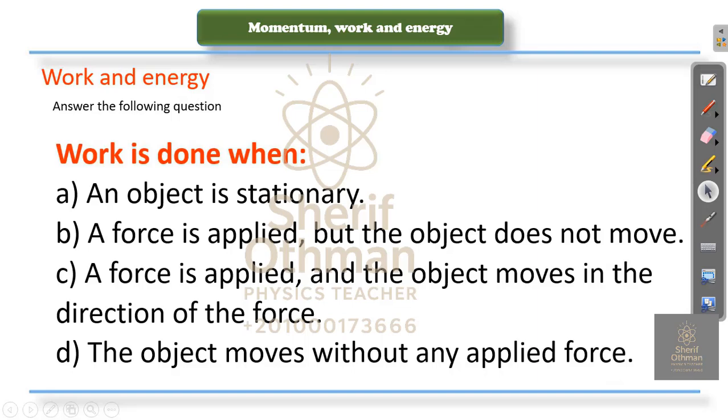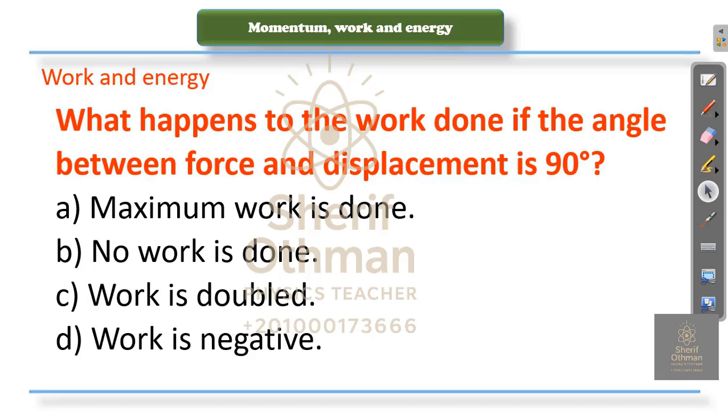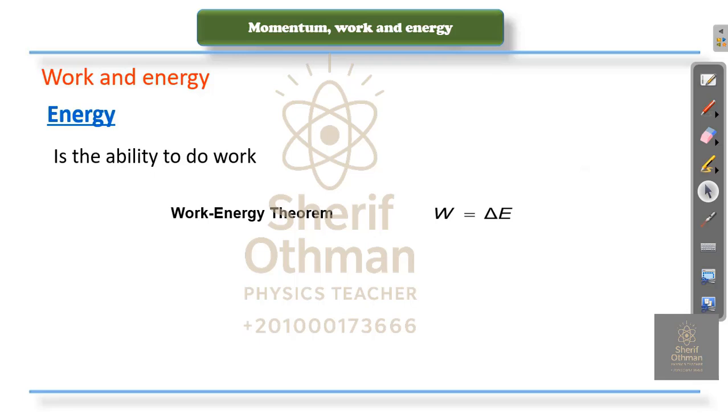Let's solve some questions, guys. Work is done when: an object is stationary and a force is applied but the object doesn't move; a force is applied and the object moves in the direction of the force; the object moves without any applied force. Of course, the answer is: a force is applied and the object moves in the direction of the force. What happens to the work done if the angle between the force and displacement is 90? Well done. No work done.